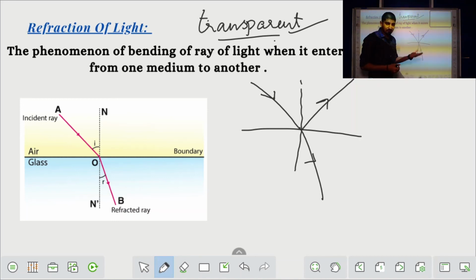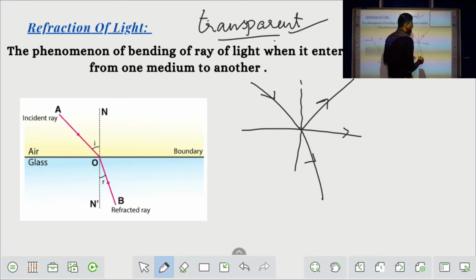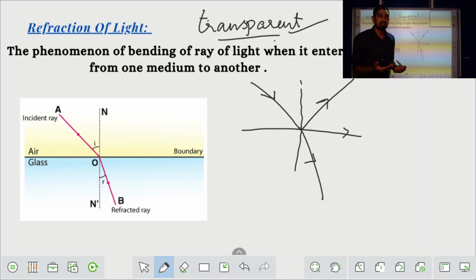So the water surface acts like a translucent surface. In translucent, it reflects also, it refracts also. So that's the reason you can see your image on the water surface, right? You are the object. When you stand in front of a mirror, a plain mirror or the dressing mirror, you will be seen on the screen as in the plain mirror. That is the image. You are the object and you can see yourself in the screen, that is the image. So that's what is happening in water also.